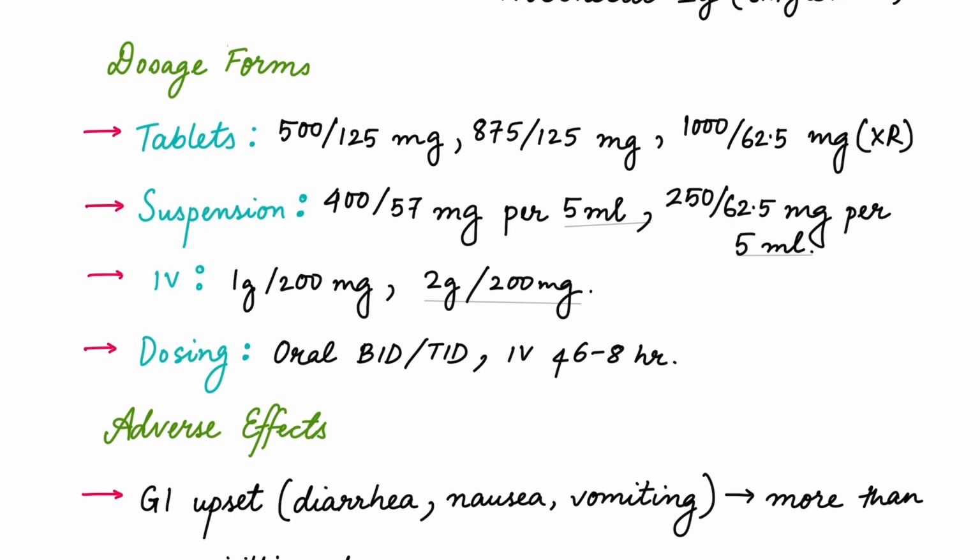Now let us look at the dosage forms. Co-Amoxiclav is available as tablets, oral suspensions, and intravenous preparations. The dosing can be twice or three times daily for oral formulations, while intravenous doses are usually given every 6 to 8 hours.